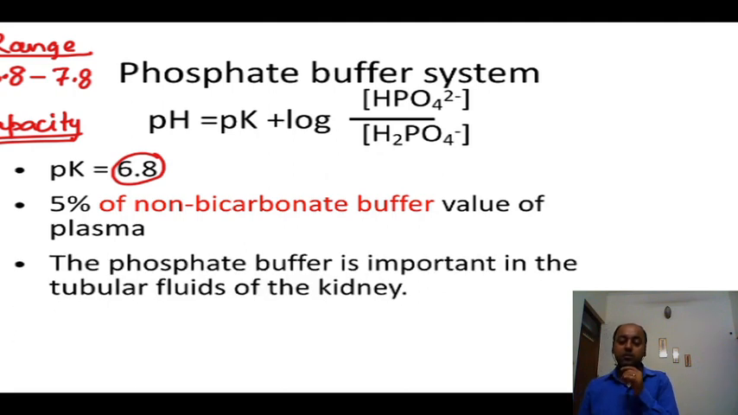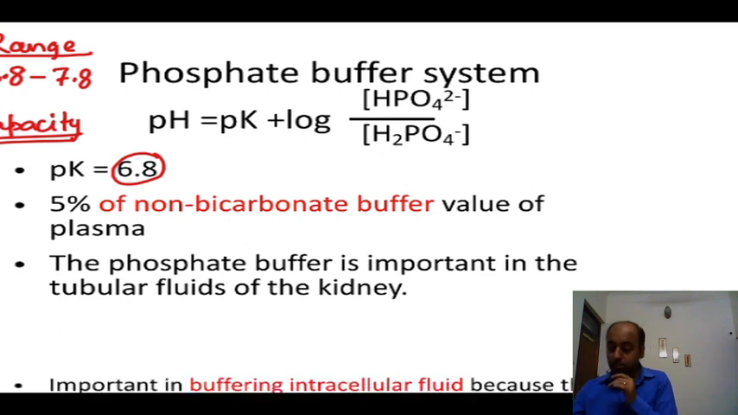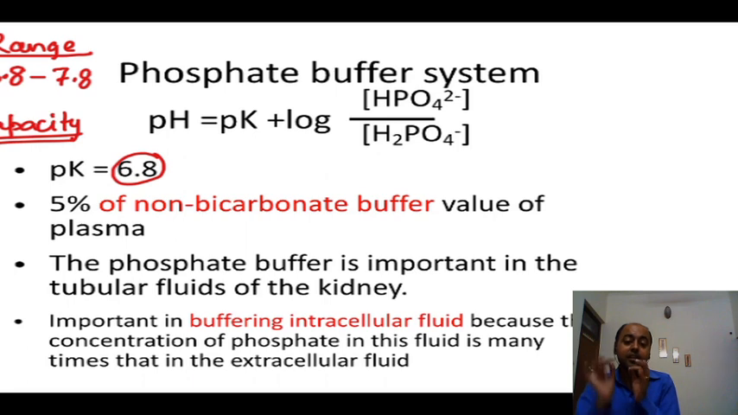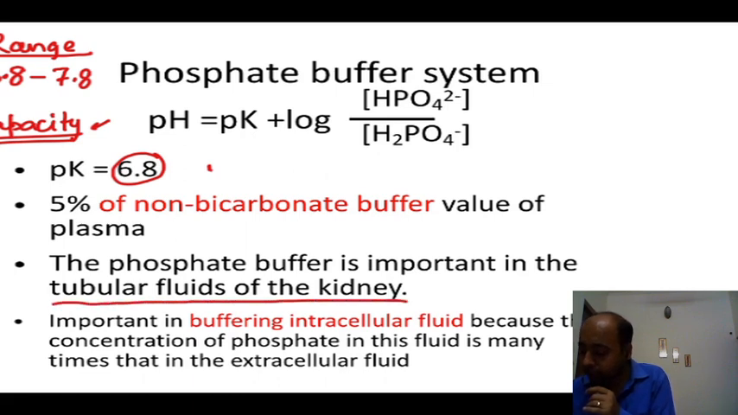The phosphate buffer system is important in the tubular fluids of the kidney. The concentration is very high. It is important in buffering intracellular fluid, again because inside the cells the concentration of the phosphates is significantly higher than the blood. So although there is good buffering action in the blood, the capacity is low; the buffering action is important in the tubular fluid in the kidney and the intracellular fluid. These are the two places where the phosphate buffer system will have the maximum action, simply because of the concentration.